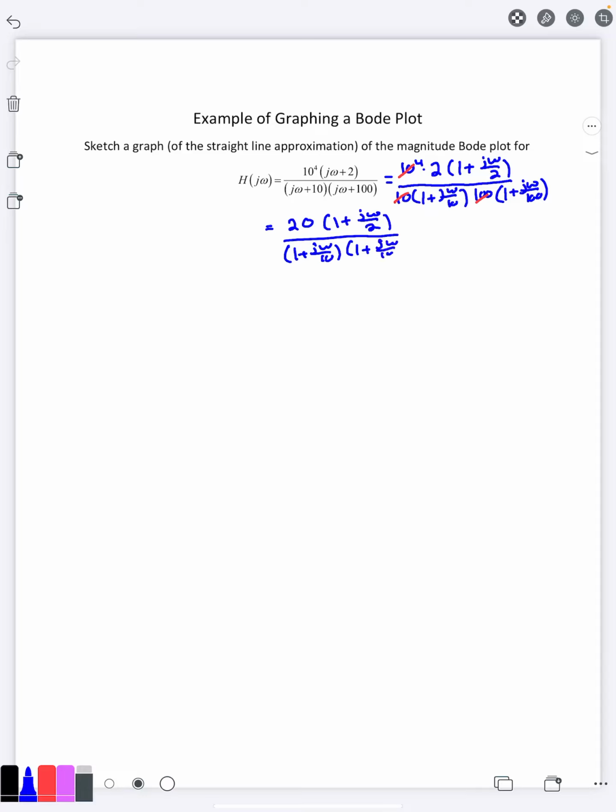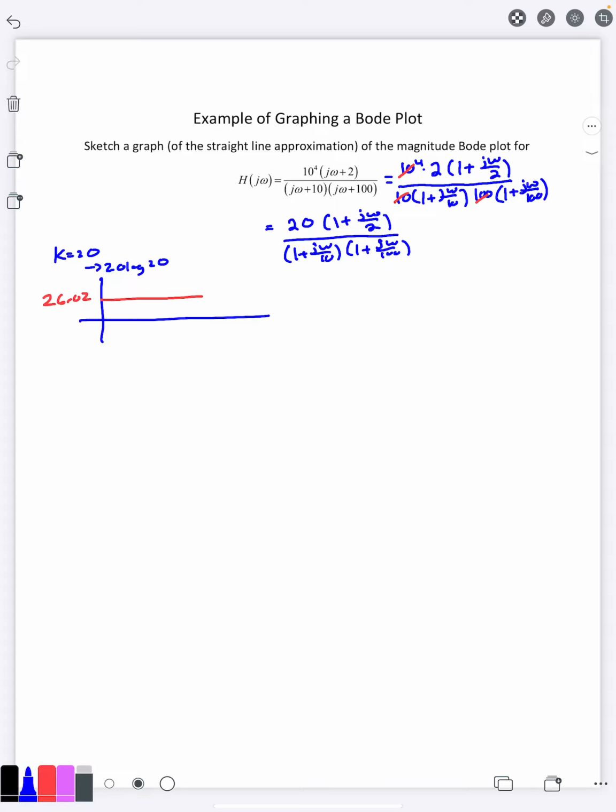Now, as we saw before, for the part which is K equals 20, we're going to have 20 log of 20, and we can put that in our calculator to see what number it's going to be in terms of a decimal. It's about 26.02. So the constant's going to give us a flat line with a height of 26.02.